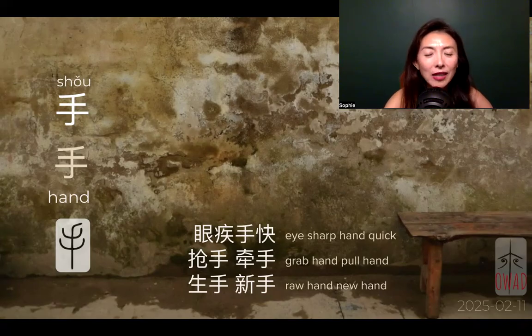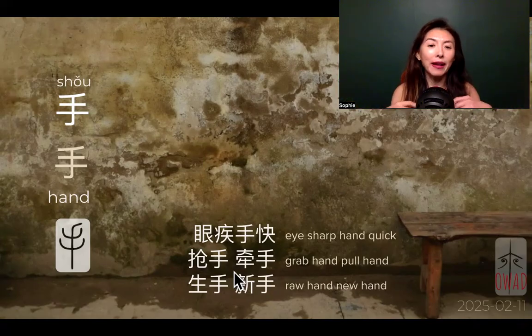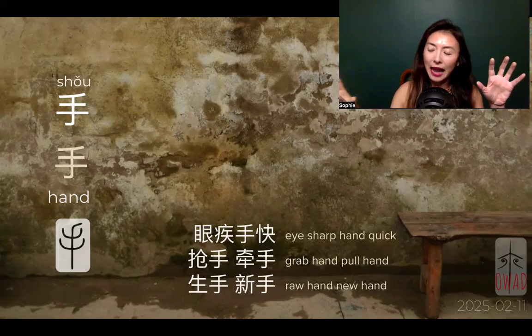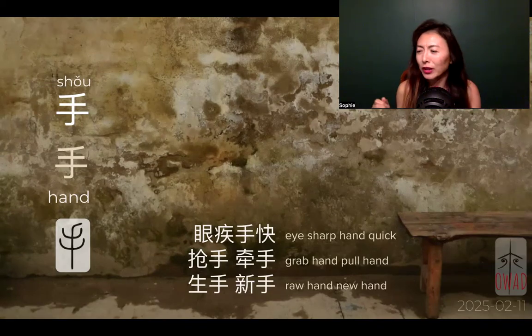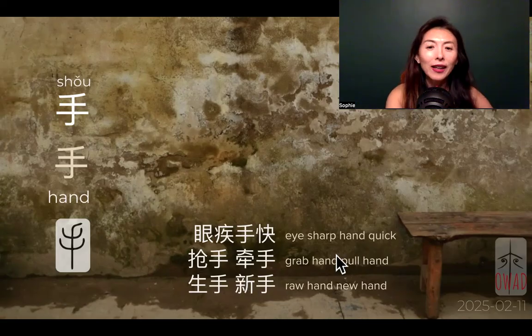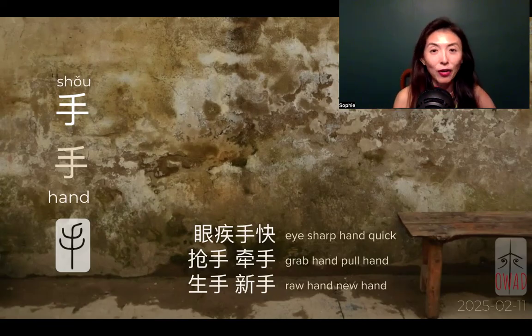Okay, 抢手 and 牵手. I put a space there to show you these are two separate expressions, not related, but somewhat because they share hand. They look kind of similar, an action word plus hand. What do you mean by grab hand versus pull hand? Two actions with hand. Whose hand? Okay, 抢手. This is your hand grabbing something, meaning some hot merchandise flying off the shelf quickly. You have to go grab it, literally fight for the merchandise.